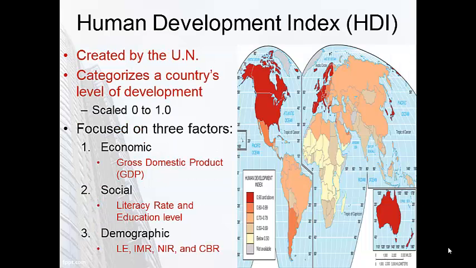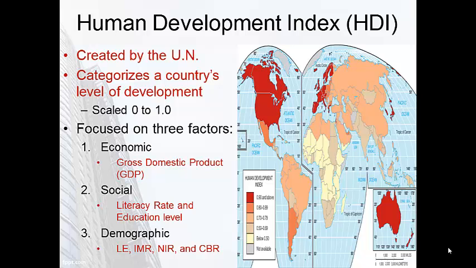All right, probably the biggest indicator of development throughout the world is the Human Development Index, which is created by the UN. All right, it categorizes a country's level of development, 0 being the worst and 1.0 being the highest level of development. So the HDI is focused on three important factors, breaking down to economic, social, and demographic.